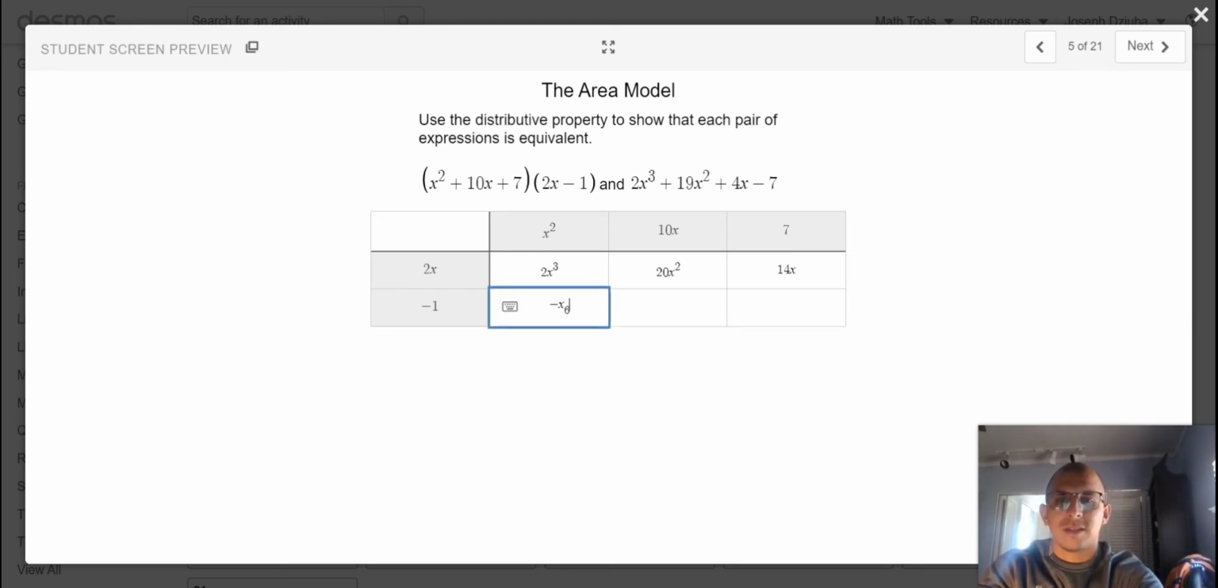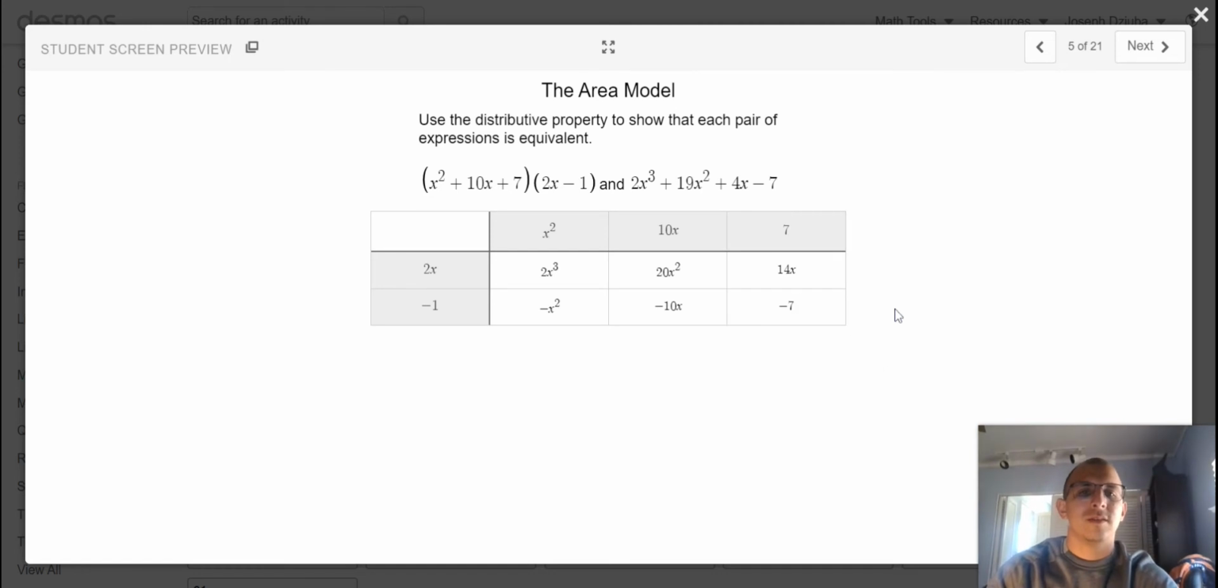Fast forwarding that process, here are our remaining pieces. Now you'll notice that we have the 2x cubed and the minus 7 as prefaced here in the standard form of the polynomial.